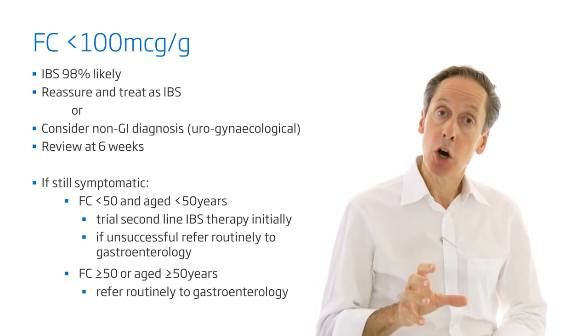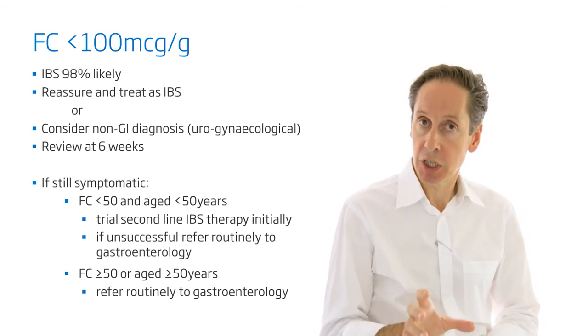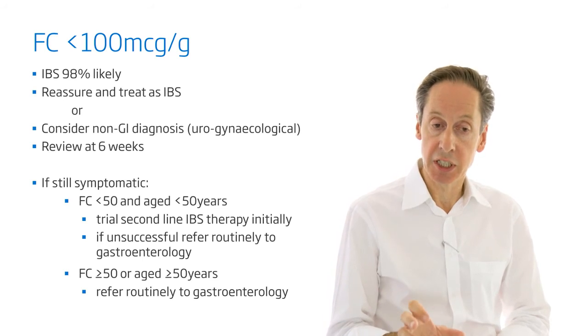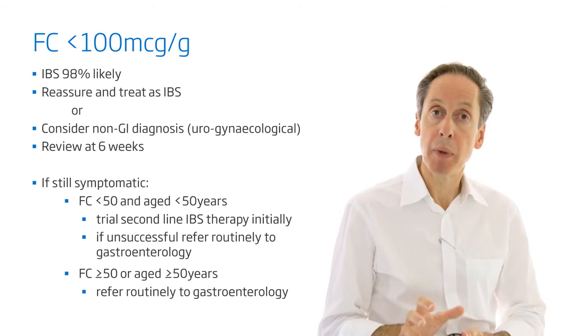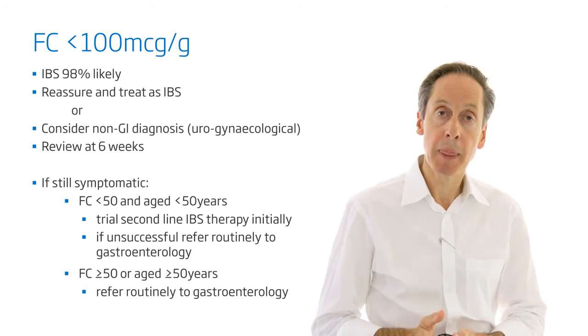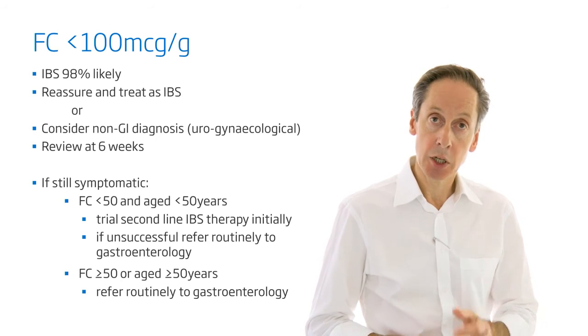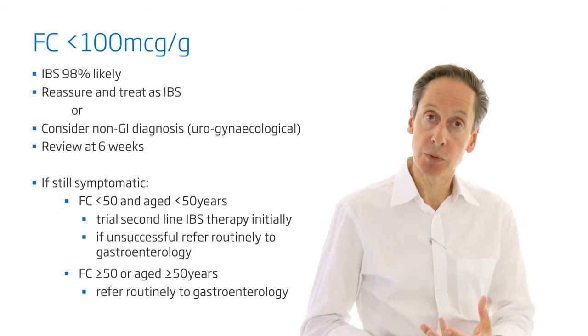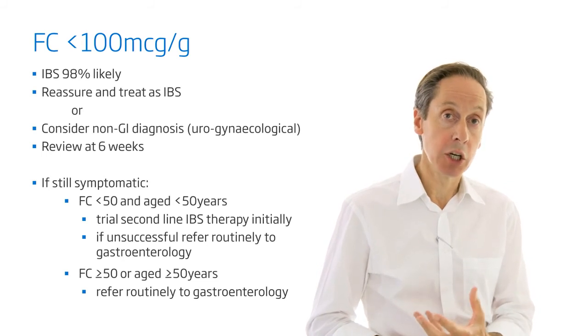You should consider alternative non-GI diagnoses, as I've just mentioned. Urogynecological disorders might give similar symptoms, and a normal calprotectin may give you the lead on this. Treat the patient and review at 6 weeks, and this is when you decide how and in what way to close the loop.